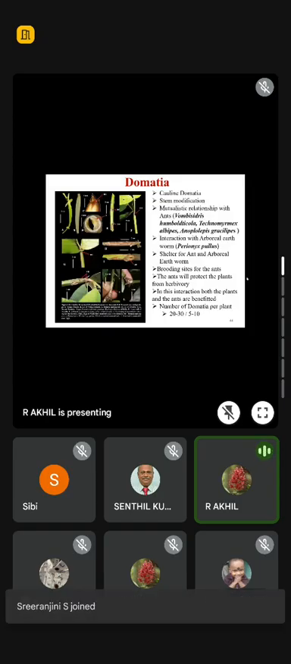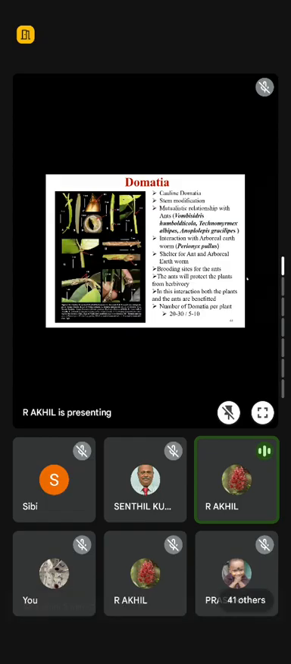The number of domatia may vary. It may be 20 to 30 domatia observed in Humboldtia brunonis variety brunonis, and 5 to 10 domatia are present in rectapushpa because that plant is comparatively smaller.